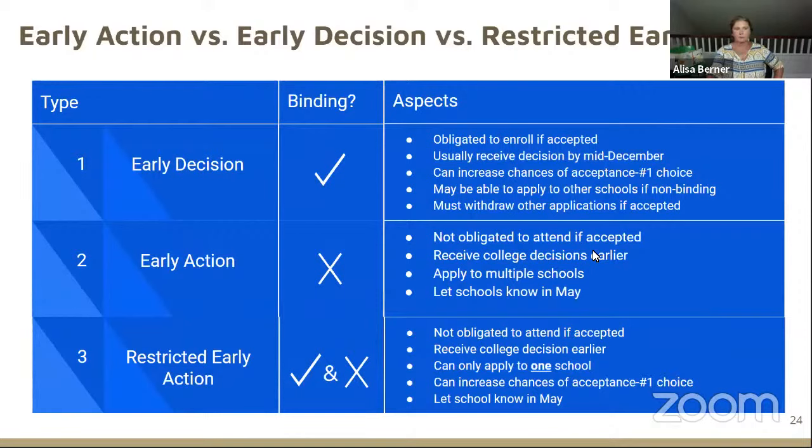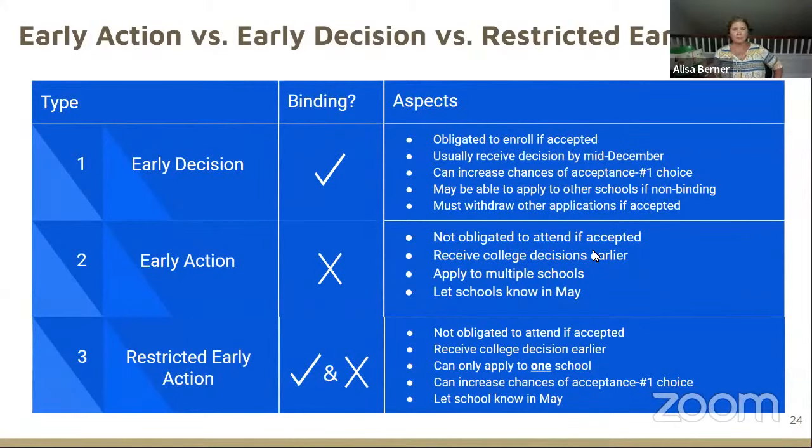So when we talk about fit, we're talking about a multitude of things. And we are getting way more early action and early decision applications, students applying early. Would you agree, Ms. Cudmore? Yes. But really, is it the right fit for you?